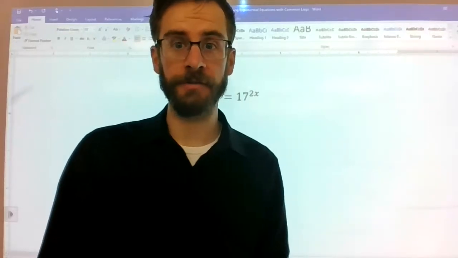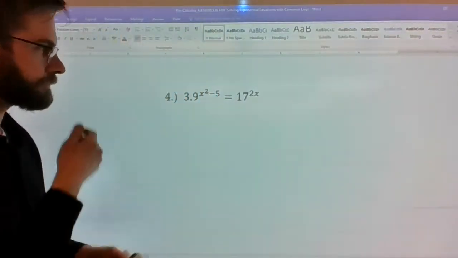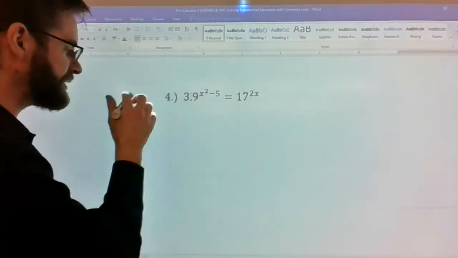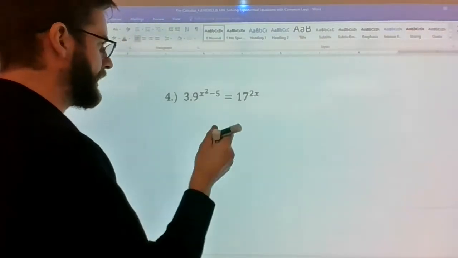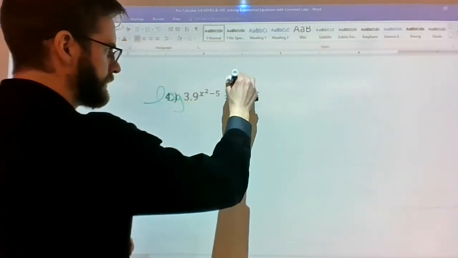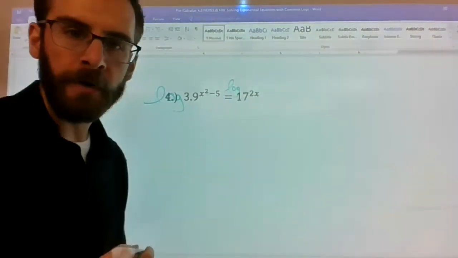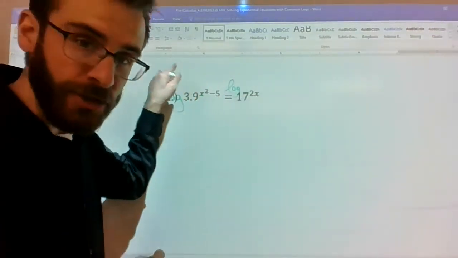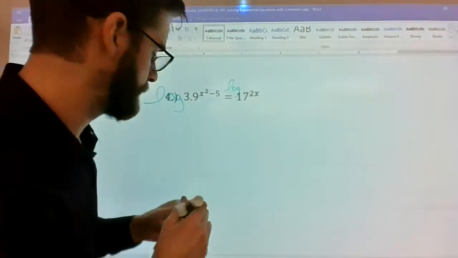Part 2 pre-calculus of 4.8. So you guys got the procedure down, right? You see something like this, you automatically think to yourself, if I log both sides, I get rid of the exponent and turn it into a coefficient.